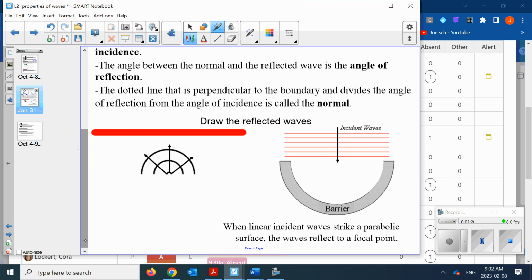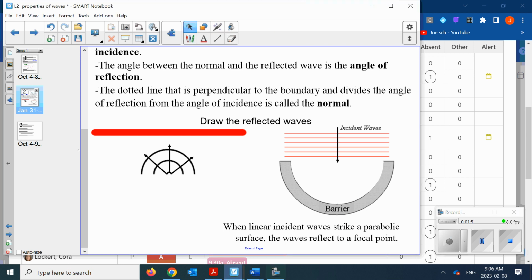Well, apparently, when linear waves strike a parabolic surface, parabola, x squared, that kind of shape, the waves reflect to the forward. I'm going to pause this and we're going to just demonstrate. You can Google this stuff up if you're watching on. So we just observed straight waves coming in, linear waves coming in.